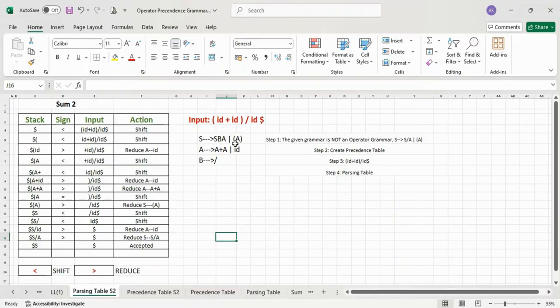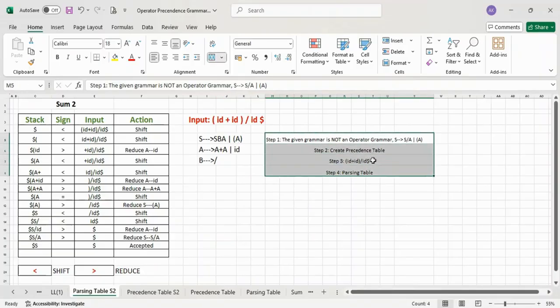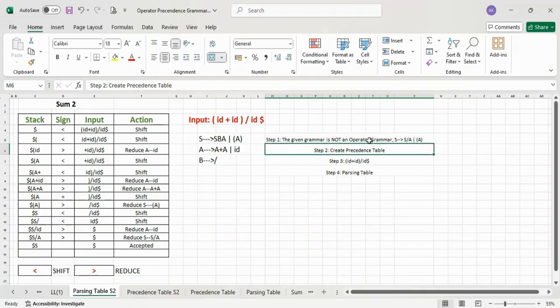Whenever you are attempting your question in the exam, make sure you follow the steps which are given here. You identify whether the given grammar is an operator grammar or not. If yes, you go to the second step. If not, you modify the grammar as I did. Then you create your precedence table. Step 3, you append dollar at the end of the string. Step 4, this is your parsing table. So this is how an operator precedence grammar numerical is solved.